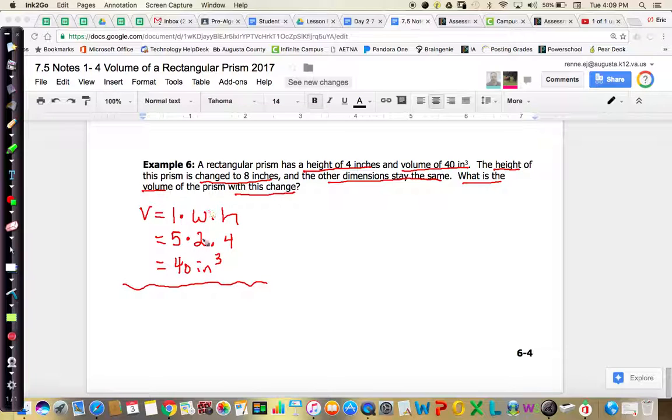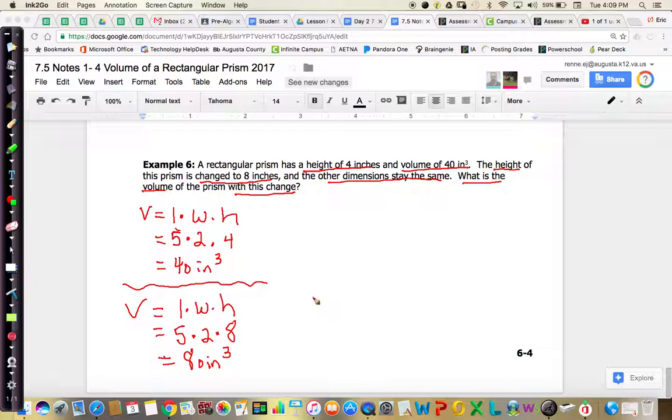And now we have pretend measurements, okay? And we can use those pretend measurements to calculate the new one if the height was changed to 8. So if the height was changed to 8, that means we're going to leave the length and the width the same. So let's write the formula again. We're going to leave the length at 5, the width at 2, and we're changing from 4 to 8. And 5 times 2 is 10, and 10 times 8 is 80 inches cubed.